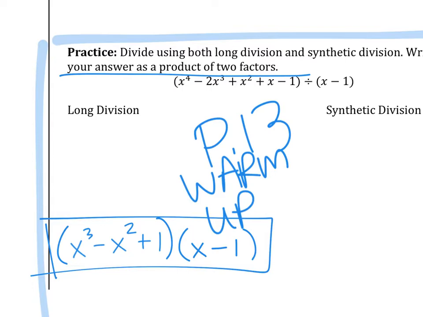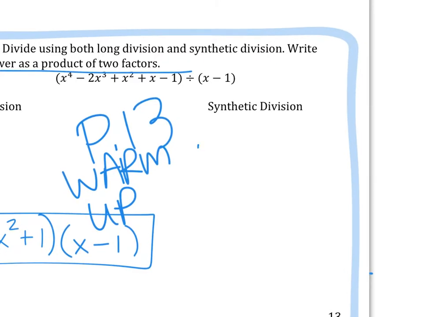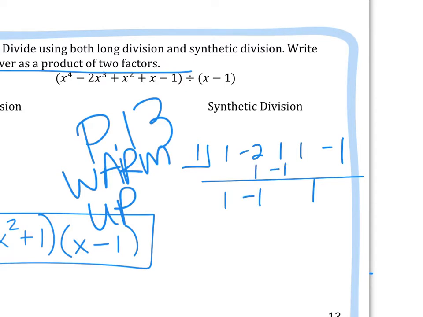Good? Oh, I did the synthetic division, I got a totally different answer. You got a totally different answer. Okay, so maybe you subtracted instead of added. Let's see. Okay, drop down the 1, multiply together, put it here. Negative 1, multiply together, put it here. That's a 0. Multiply together, put it here. 1, multiply together, put it here. 0. So that's going to be x cubed minus x squared plus 1.